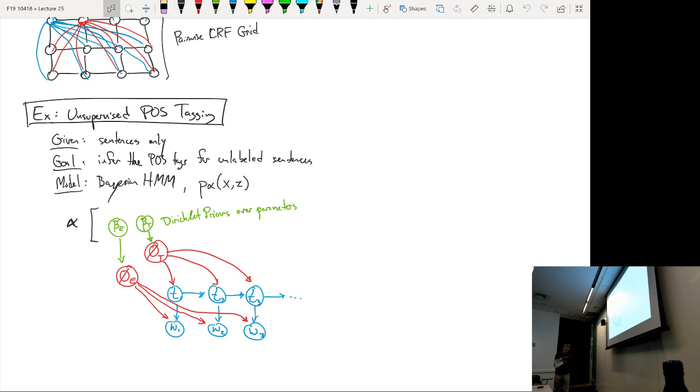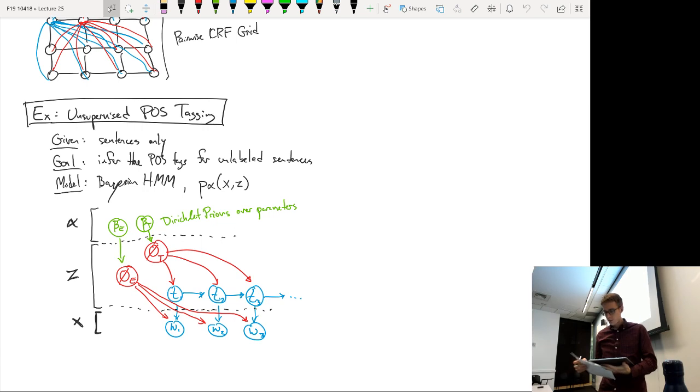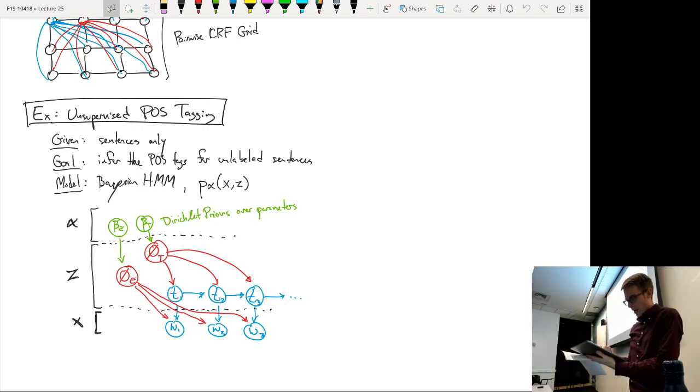And then the z variables here are all of the phi's and all of the t's as well. And then x, well, that's just the actual observations, right? Like the words. Okay, so this is our actual true model. But then we also want to have a mean field approximation.